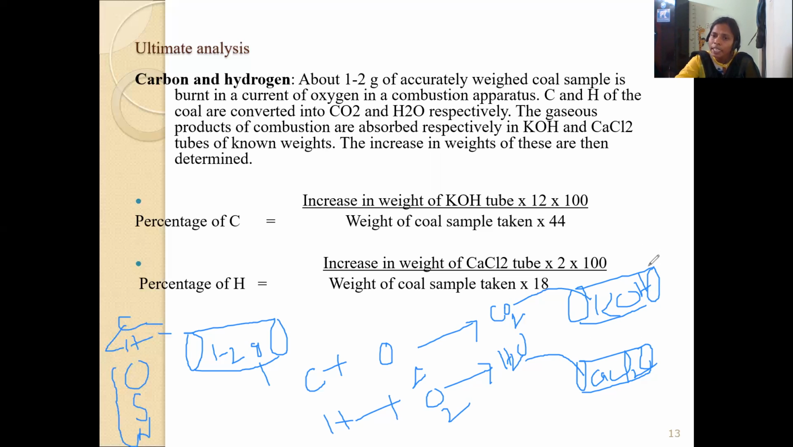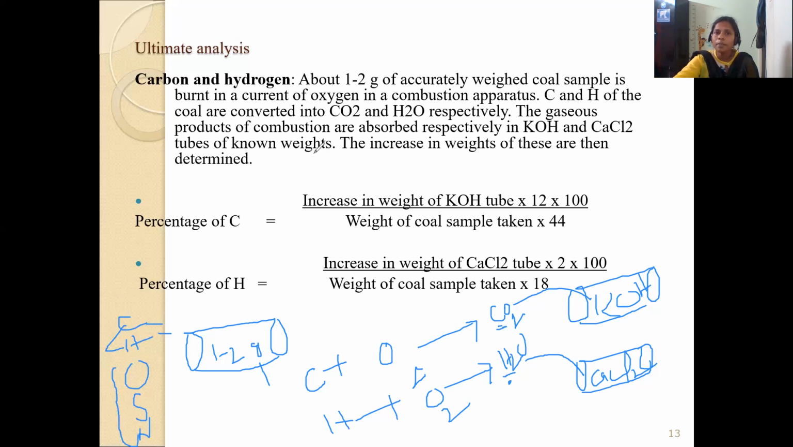So by the increase in the weight of the KOH bulb, we can find out the percentage of carbon. By the increase in the weight of the calcium chloride bulb, we can find out the percentage of hydrogen. Because in this bulb we have carbon dioxide, and in carbon dioxide we have the carbon. And in the calcium chloride bulb we have the water, and in water we have the hydrogen. So by the increase in the weight of the KOH bulb and calcium chloride bulb, we can find out the percentage of carbon and the percentage of hydrogen. This is about the determination of percentage of carbon and hydrogen in the ultimate analysis of coal.